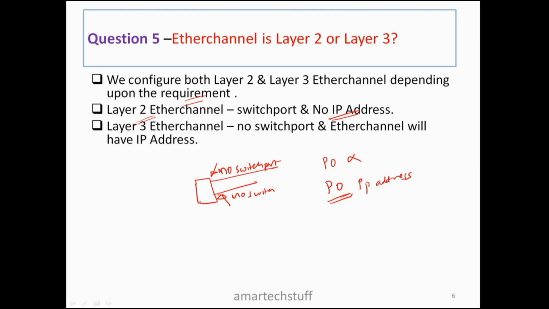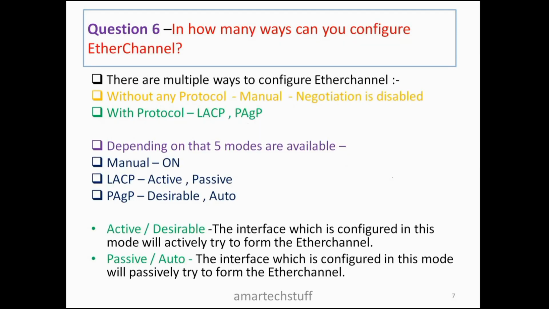Let's move on to the next question, which is a bit interesting, and I'll say the most important question. In how many ways can you configure EtherChannel? So guys, we can configure EtherChannel in multiple ways. One is without any protocol, that is manual, where negotiation is disabled. Since we are using the manual method, there is no negotiation, no protocol. And the other is with a protocol, that is either LACP or PAgP.